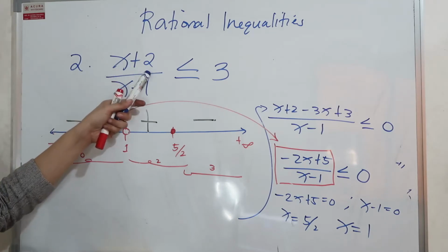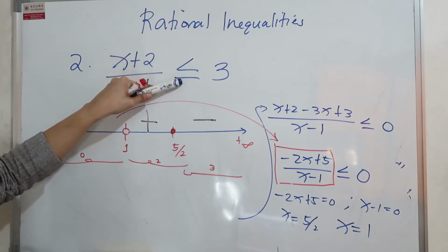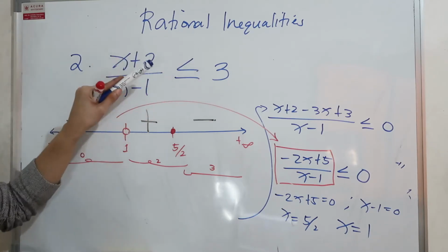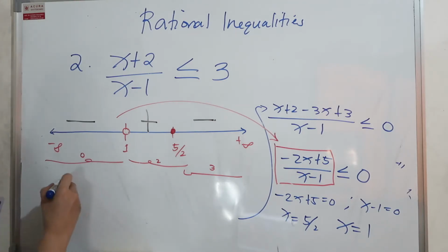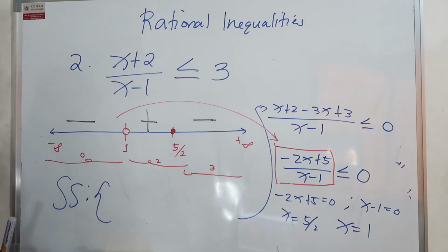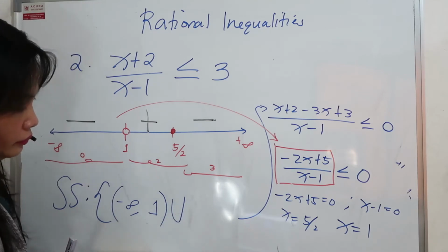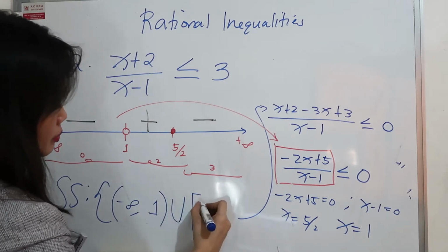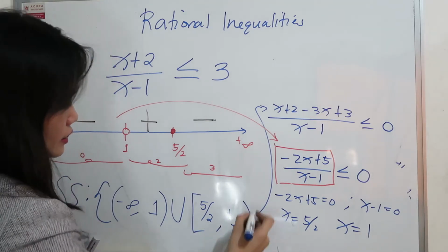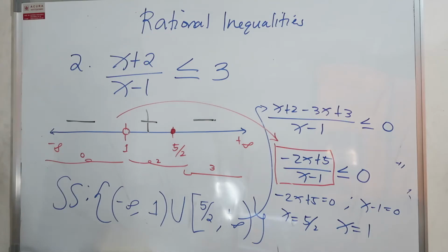Now, going back. X plus 2 over X minus 1 less than or equal to 3. If it's less than, we choose the intervals or regions with a negative sign. So therefore, what is the solution set? The solution set would be negative infinity to 1, with a parenthesis because 1 is not included, union with 5/2, so it's included, so bracket 5/2 going to positive infinity. That is the solution set of the given rational inequality.